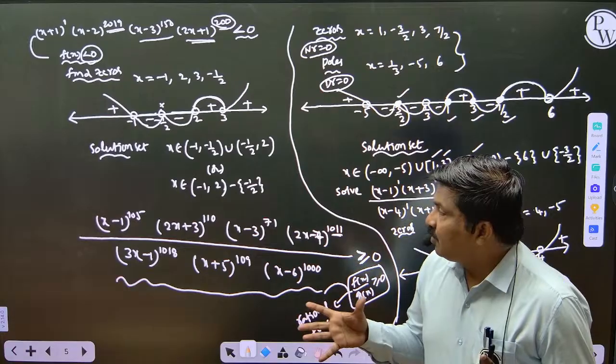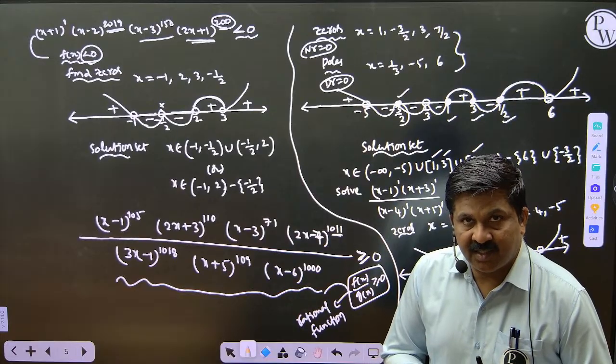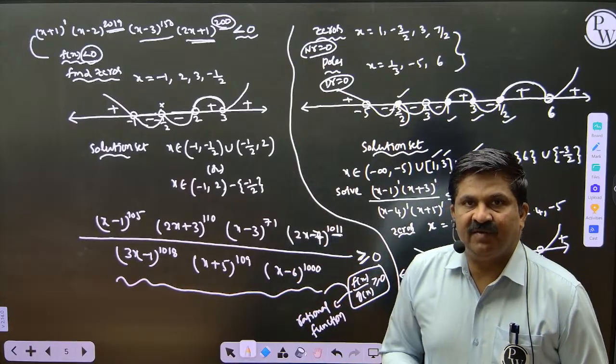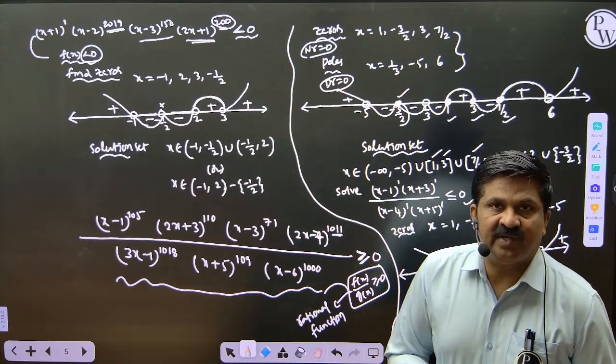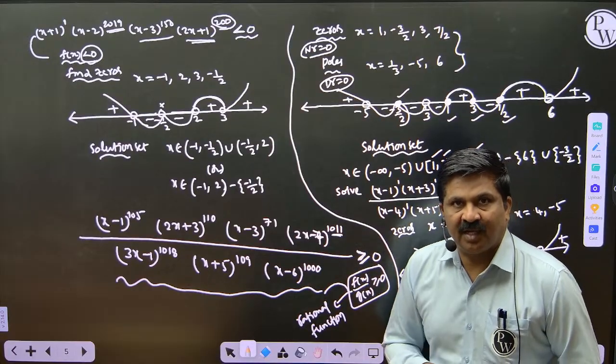This is how to check it: zeros are included in our solution or not. Next we have to check that poles are always excluded in our solution. Zeros must be included and poles must be excluded. That you should take into consideration.